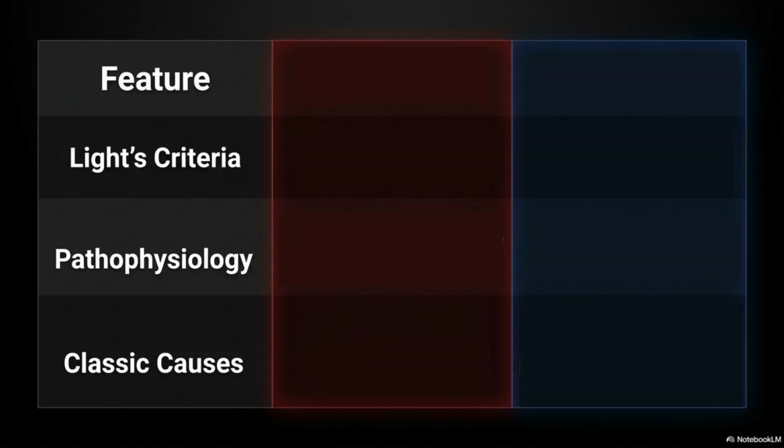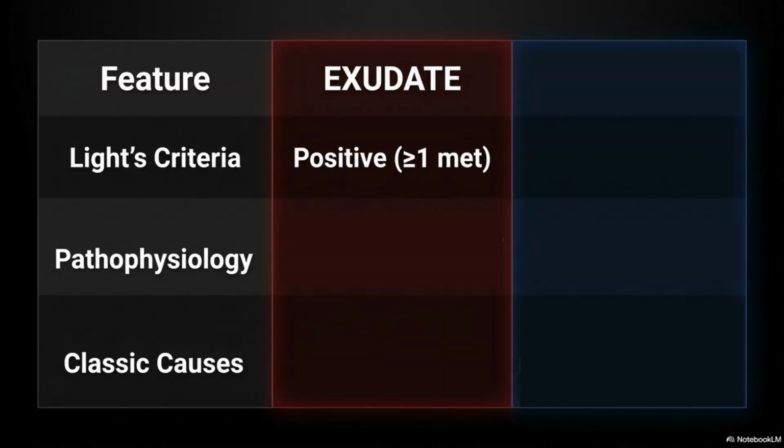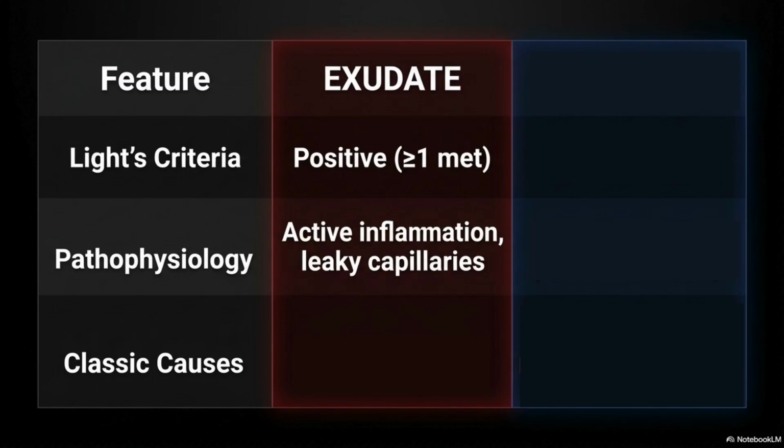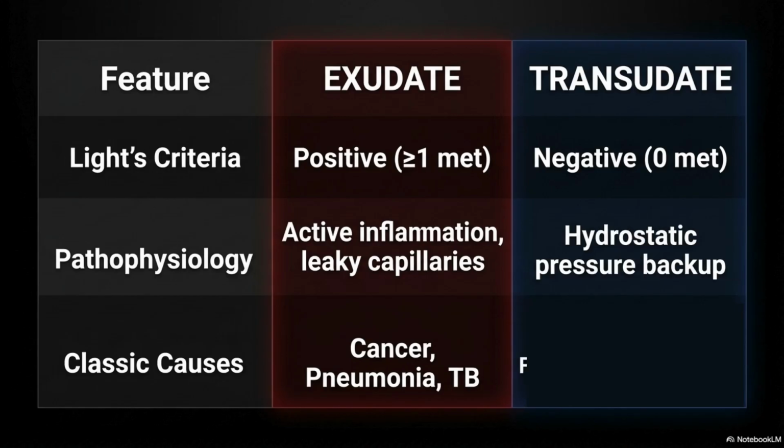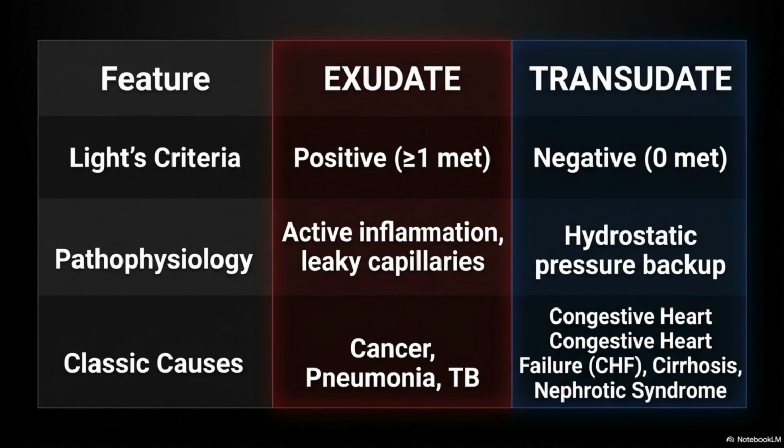Let's log this in with the direct matrix. For an exudate, Light's criteria is positive, meaning one or more conditions are met. Pathophysiologically, this is driven by active inflammation causing leaky capillaries. The classic causes you must know are cancer, pneumonia, and tuberculosis. On the flip side, a transudate is strictly negative for Light's criteria. The pathophysiology here is simply a hydrostatic pressure backup. The classic causes are congestive heart failure, cirrhosis, and nephrotic syndrome.